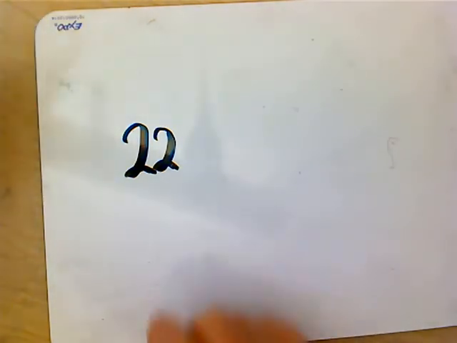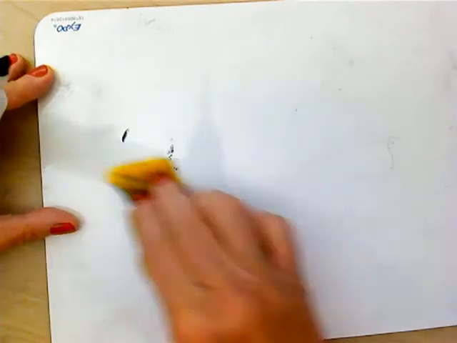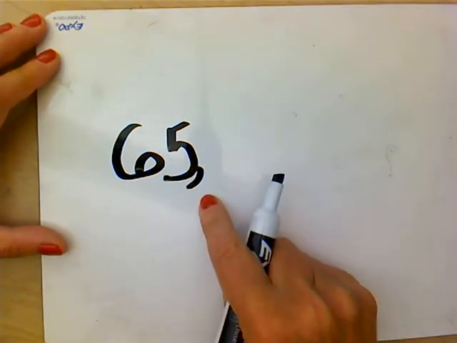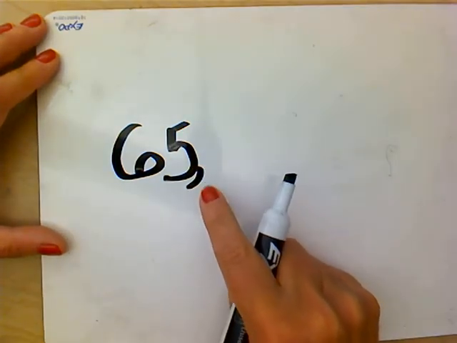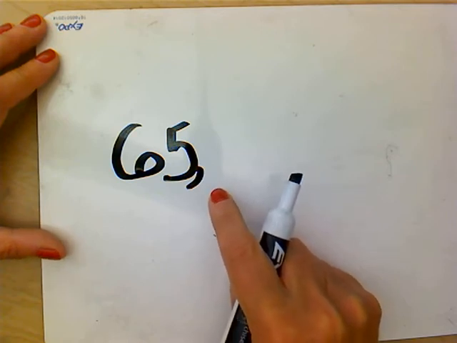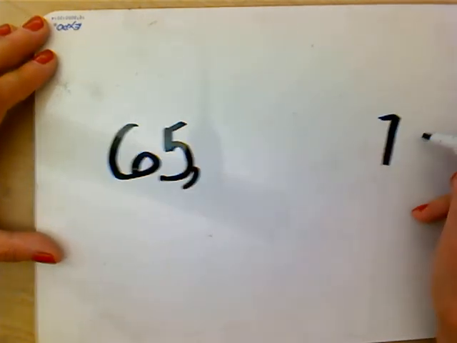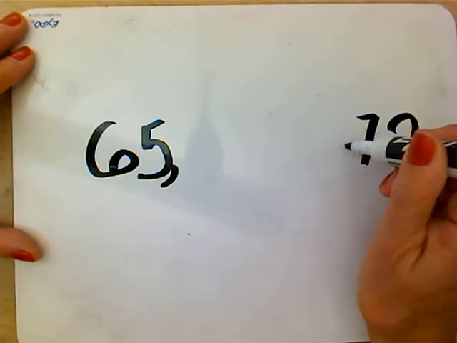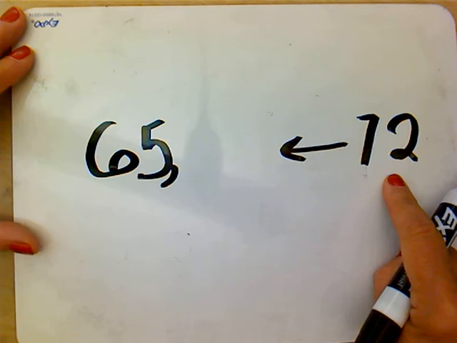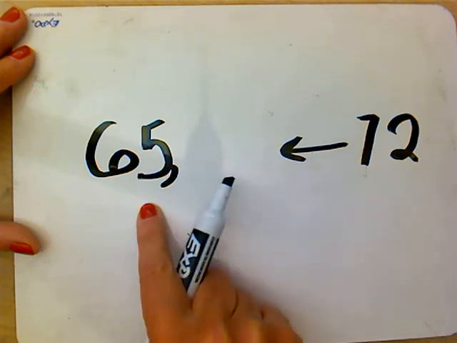So my friends, knowing how to count forward and backward is a very important skill for second graders. This time we're going to start at 65, and we're going to count up. Ready, and 65, 66, 67, 68, 69, 70, 71, 72. We're going to stop at 72, and now we're going to count back the other direction. 72, 71, 70, 69, 68, 67, 66, 65, and we're back to where we started.